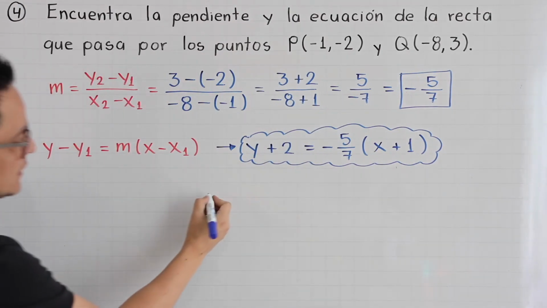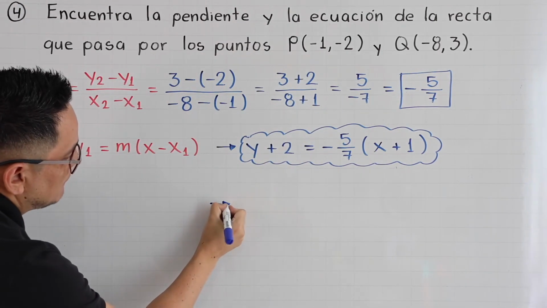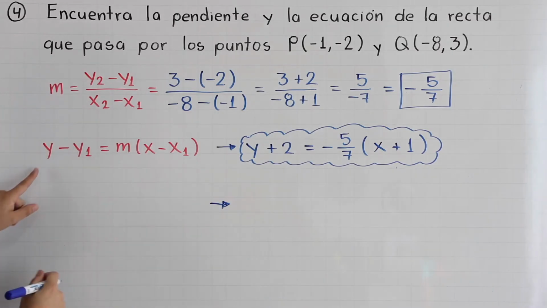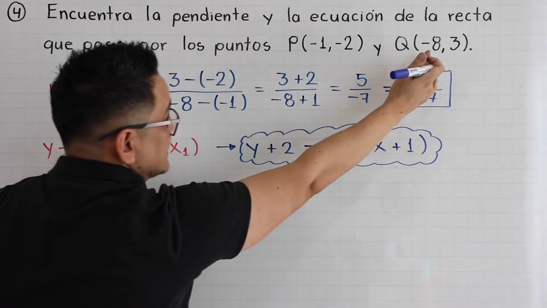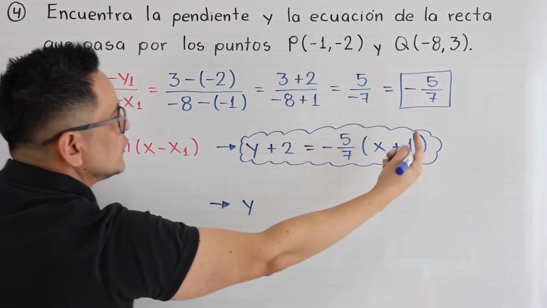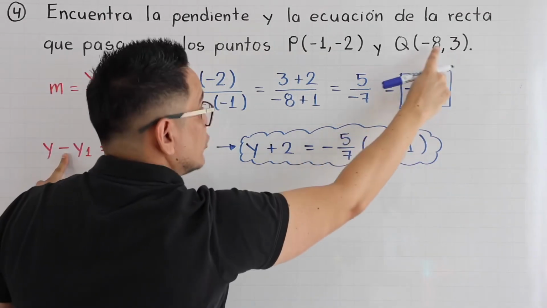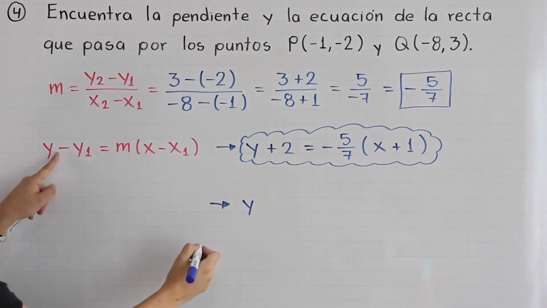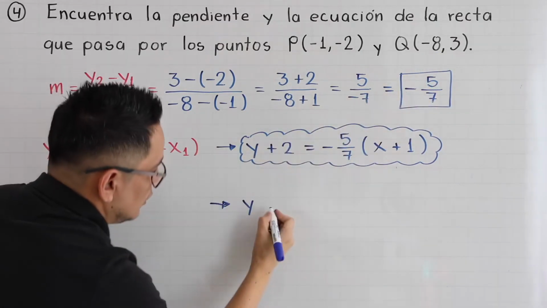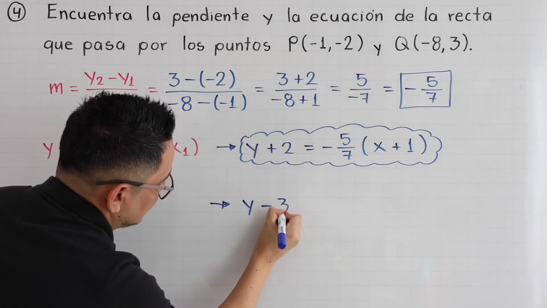So again, we're going to do exactly the same thing, but now with point Q. Let's substitute. I get y minus y1, but in this case, if I'm taking point Q, how much is y1? Well, it's 3, because this would be x1 and this would be y1. So I get y minus 3. Let's write it down. In this case, it's not going to be negative.